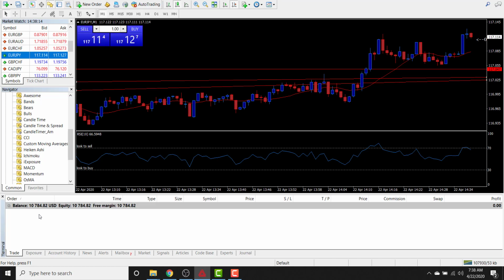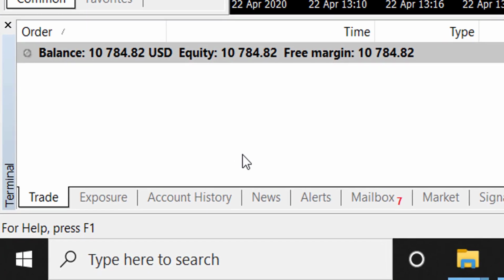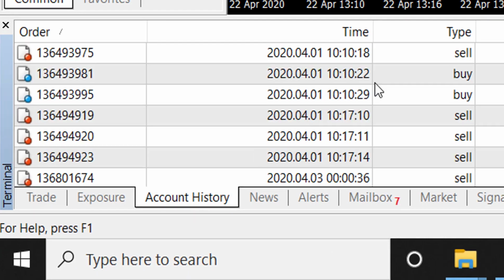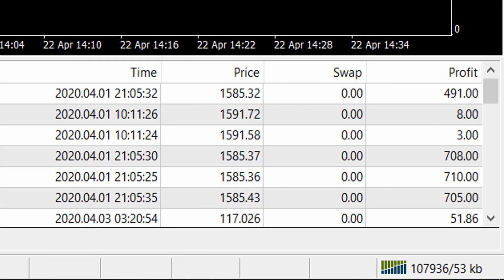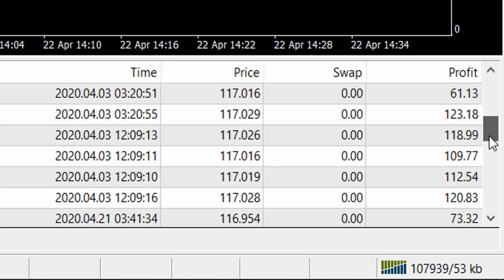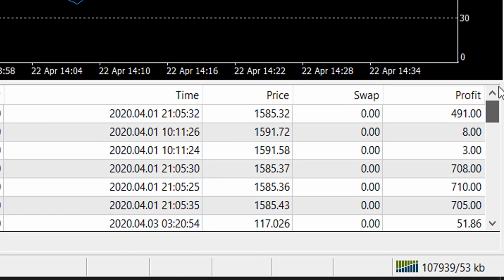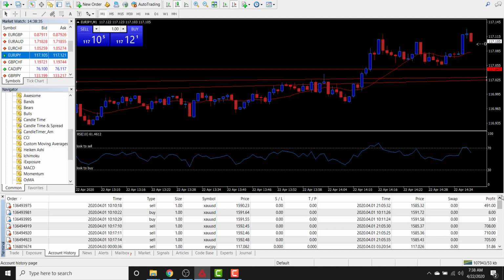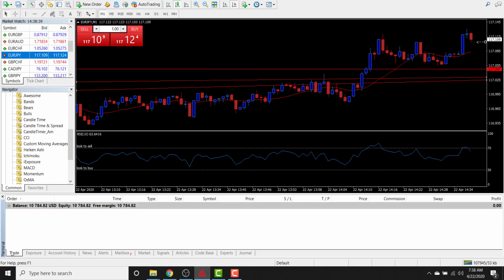Did I get a swap? Let me look and see. Look at my history. Let's see if I had any swap. Swap is when you hold it overnight. Let's see. No swap. Boom. Even swap ain't swindle, and fair exchange ain't robbery, baby. So what happens is that when you hold a trade over 24 hours, they'll charge you for swap. So yeah, that's perfect.